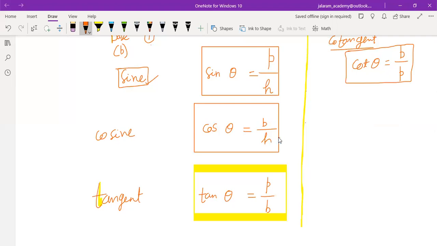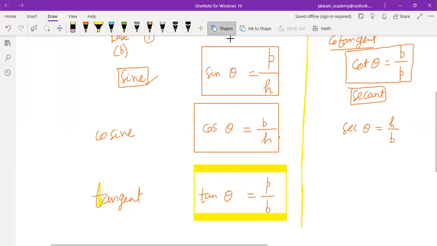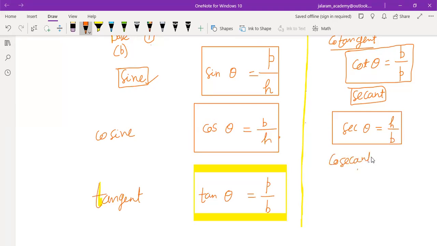Then there is the reciprocal of cos theta, which is denoted by secant. In short, secant is denoted by sec. It is the reciprocal of cos theta, so hypotenuse upon base. Sec theta equals hypotenuse upon base. And finally, cosecant. Cosecant means cosec theta.